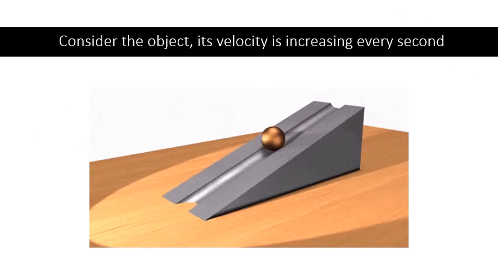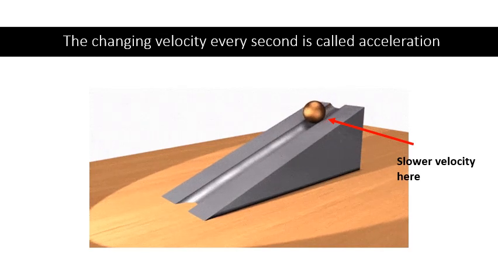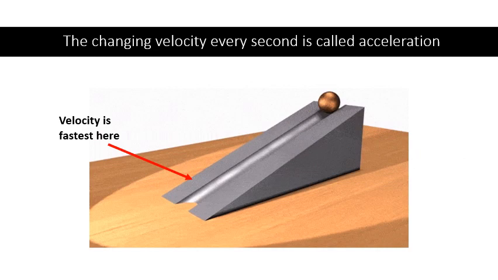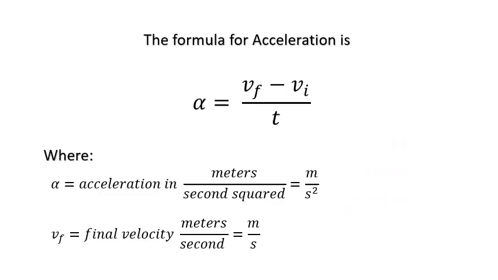Consider the object. Its velocity is increasing every second. Therefore, it has a slower velocity here on the top, and the velocity is faster down. That gives us the new concept of acceleration.